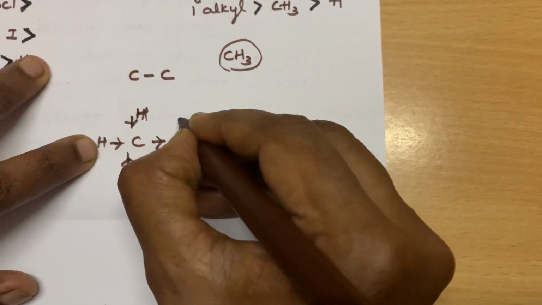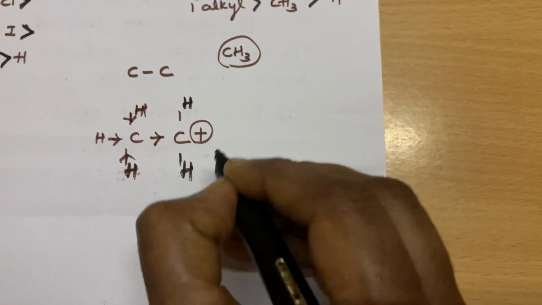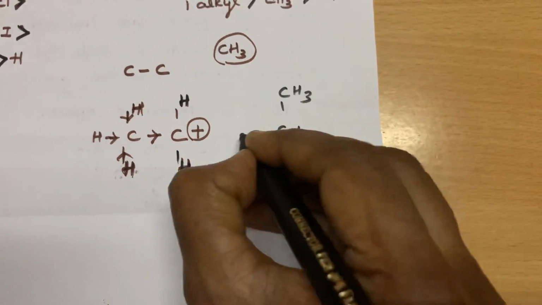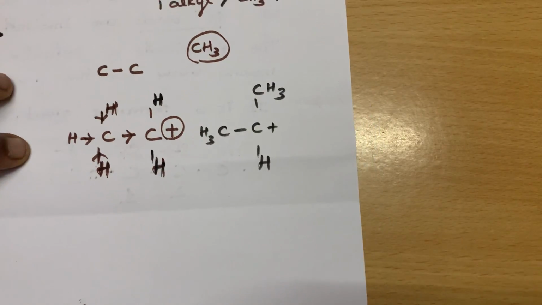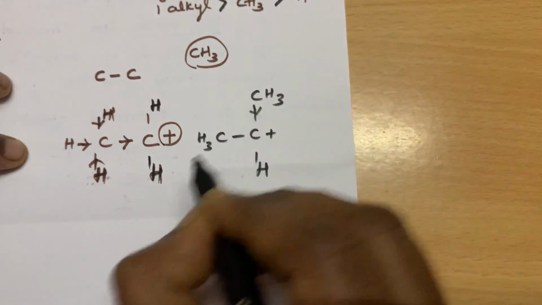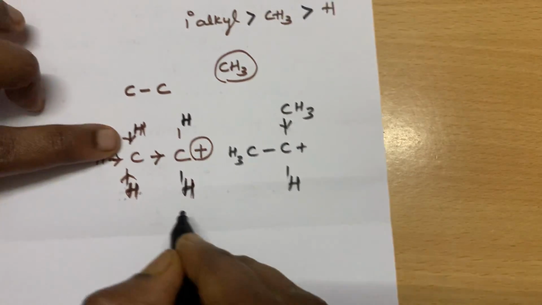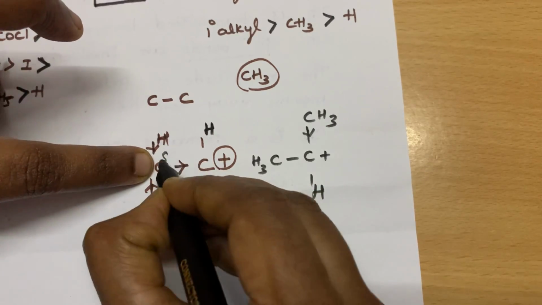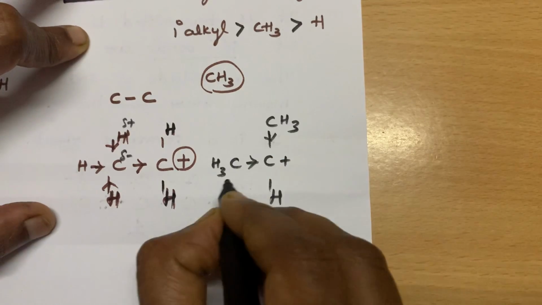So the rest of the valencies are hydrogen. One more valency I am going to substitute with another methyl. Here only one methyl is present, now I am going to substitute another methyl. So this methyl will also donate electrons. Where do these electrons come from? From hydrogen. Due to the small electronegativity difference, the hydrogen has a partial positive charge, not much. So this will also give electrons.